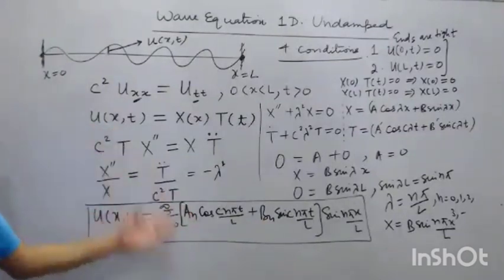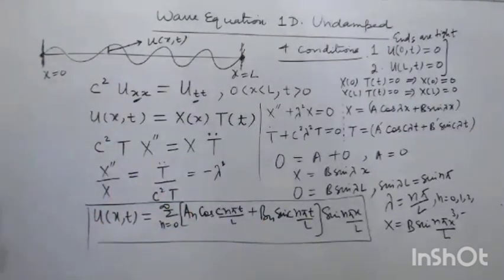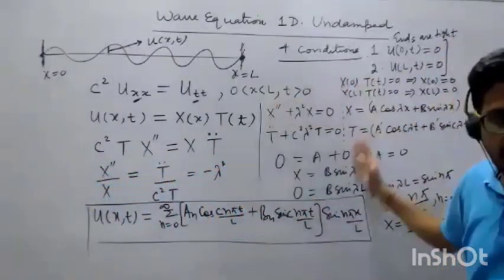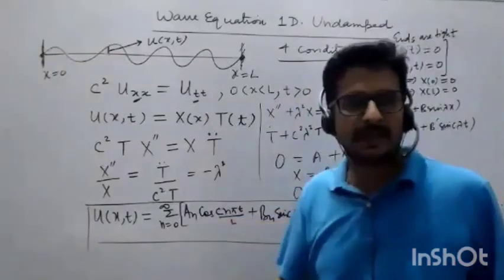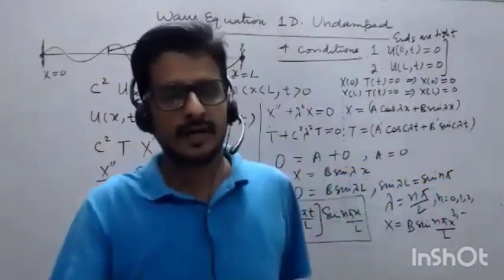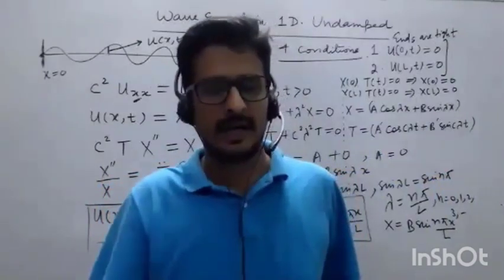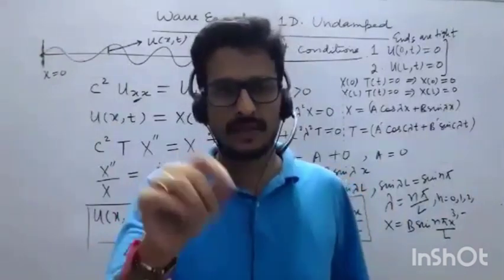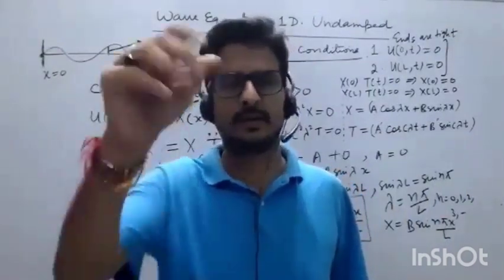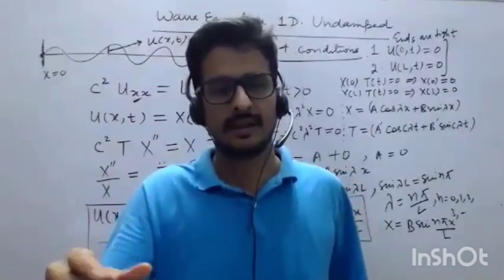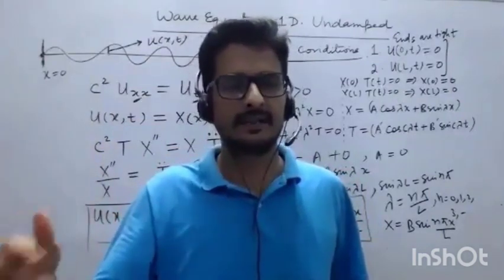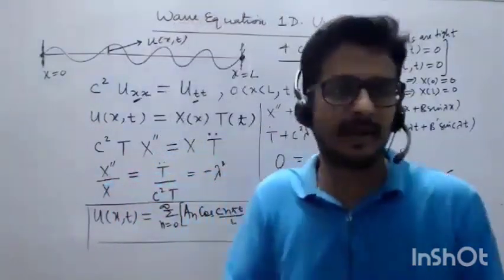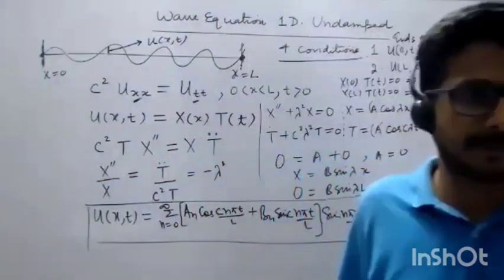So this is the form which we should remember, because if some string question is asked, then we can't afford to derive all this. But we should remember that if your equation is c square uxx is equal to utt and the ends are tight, so using those boundary conditions you will get the value u x comma t is equal to summation n is equal to 0 to infinity an cos c n pi t by l plus bn sin c n pi t by l, outside sin n pi x by l. So this form we should remember, then only we can solve the question in exam.